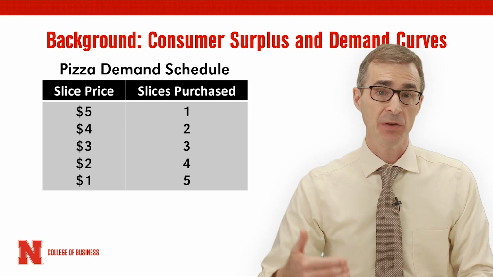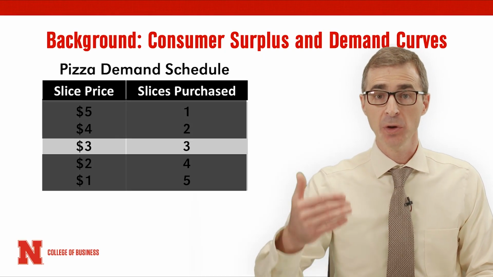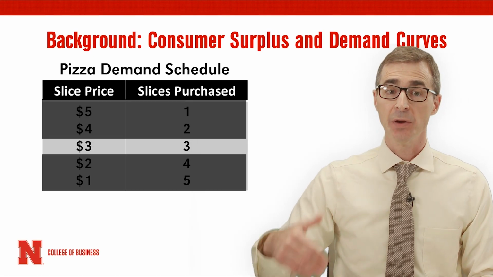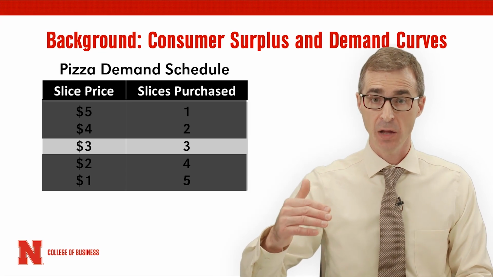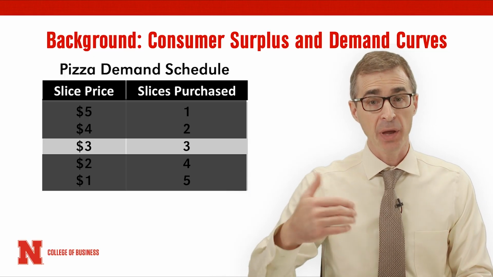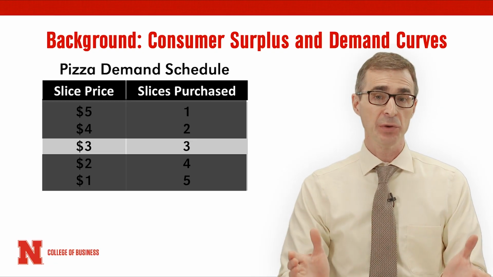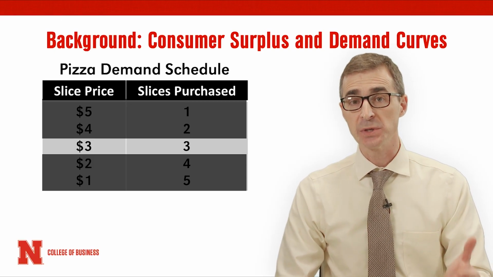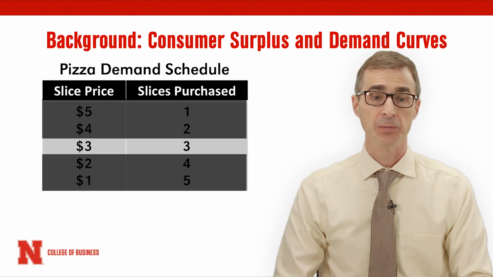So if the pizza is priced, say, at $3 a slice, this would imply that the consumer would buy 3 pieces of pizza. They would actually generate a little bit of surplus because their total value for 3 slices of pizza would be $5 plus $4 plus $3, which is $12. And they're paying only $9, $3 times 3 pieces of pizza. So in this instance, a price of $3 given this demand schedule would imply that the consumer would purchase 3 slices and actually receive a surplus of 12 minus 9, or $3.